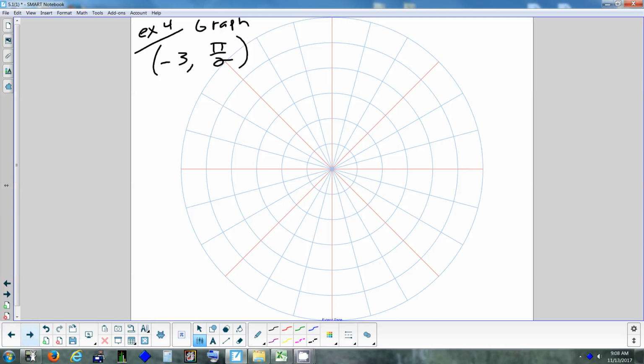Okay, so positive, negative. Let's try negative, positive. Okay, so the radius is negative 3, but I'm guessing on this one, people might want to change the angle again. Anybody tell me what pi over 2 is in degrees? 90. Okay, so we've got negative 3, 90. Ryan, can you tell me the next step to graphing that point? Go to the left 3. Yes. We're going to the left 3.